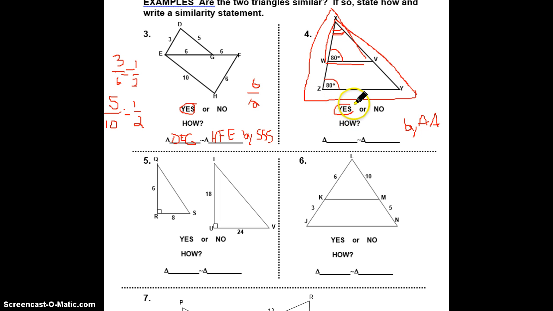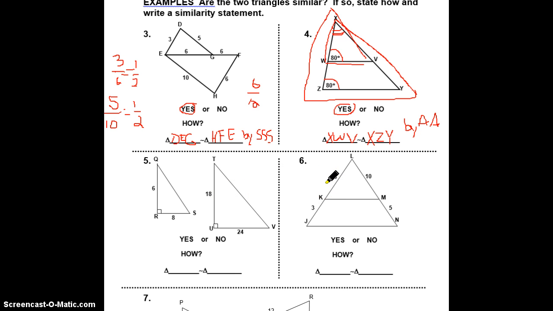Okay, so we're going to say yes, and let's write our statement, and let's just go with X, W, V, and in my other triangle, the X corresponds with X. Those are the angles that are congruent. And then Z corresponds with W, so Z, Y. Okay. All right, let's look at number 5.